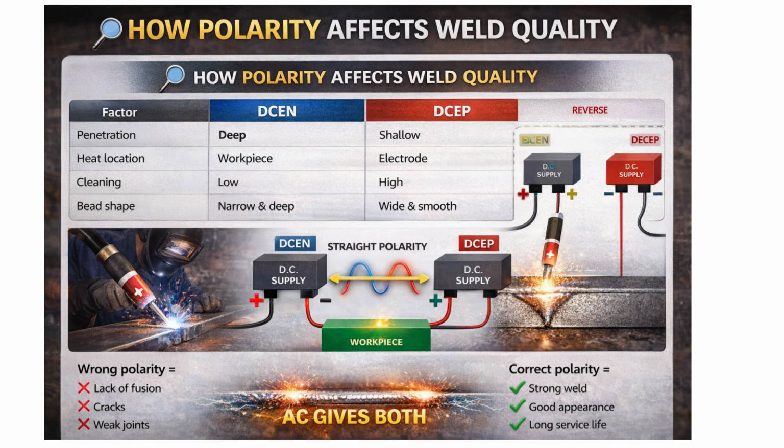Now let's talk about what happens if you choose the wrong polarity. Using incorrect polarity can lead to lack of fusion, where the weld does not properly bond with the base metal. It can also cause cracks, especially under load or vibration. Over time, this results in weak joints that fail much earlier than expected.